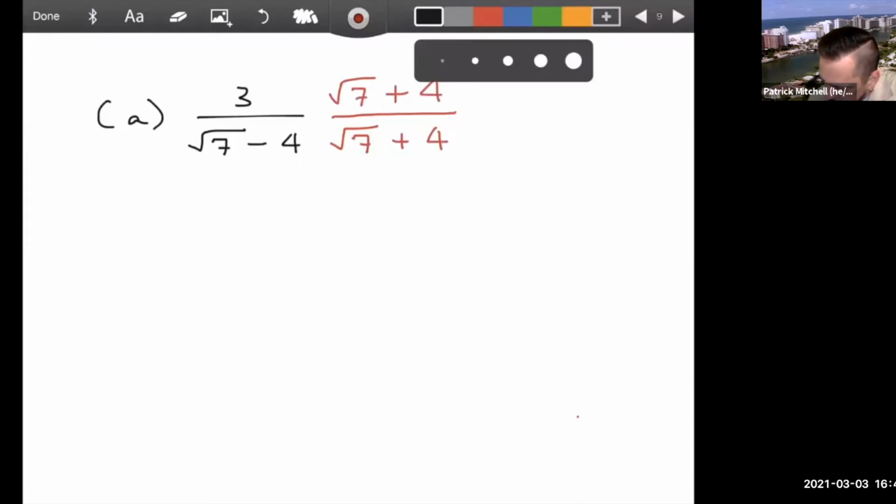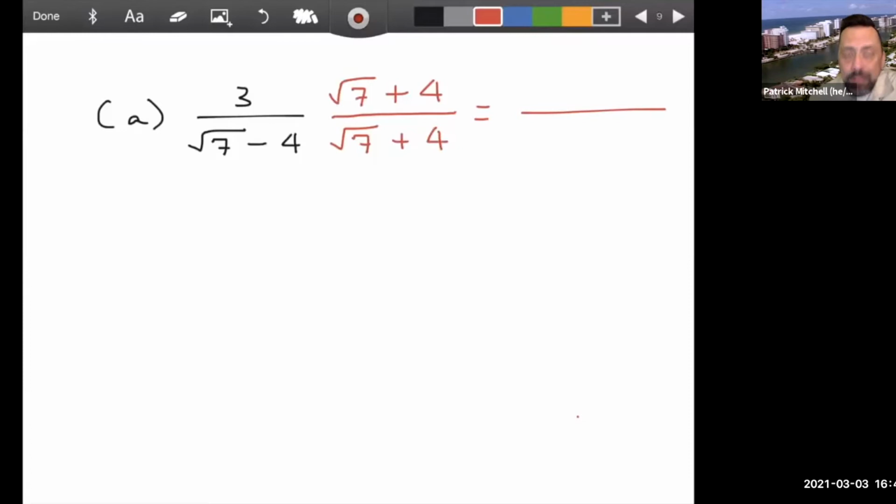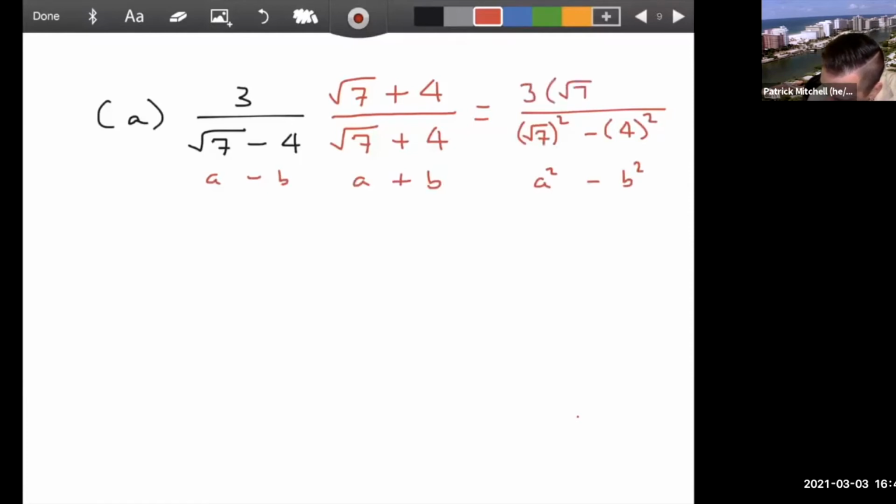So let's stick with that color. And again, the whole reason this works is because this has the form a minus b. This has the form a plus b. When you multiply an a minus b and an a plus b, you get an a squared minus b squared. So in this case, that would look like this. The square root of 7 squared minus 4 squared. And we'll talk about that in a second. Upstairs, we have 3 times the square root of 7 add 4.